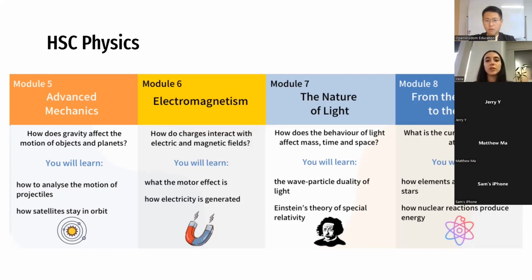Then module 2 of year 12 physics is electromagnetism, which is a continuation of electricity and magnetism from year 11. Here you will see what the motor effect is and how electricity is generated, as well as the interaction between electric and magnetic fields. Then module 7 is the nature of light. You're going to learn about the behavior of light, as well as the speed of light and its implication with mass, space, and time, also known as Einstein's theory of special relativity. And you will also learn about the wave-particle duality of light and the photoelectric effect.